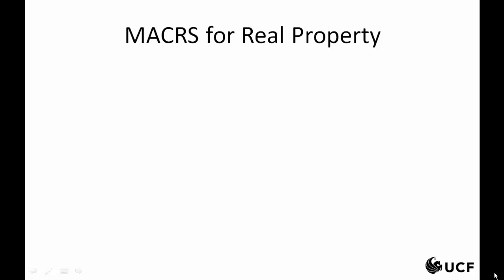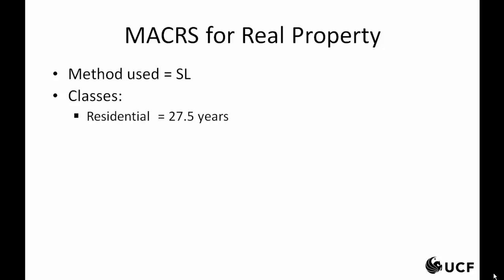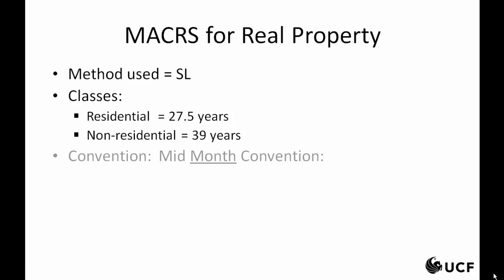So how do we actually calculate MACRS for real property? The method that it uses is straight line. The classes that we have to choose from are either residential, which is going to be depreciated over 27.5 years, or non-residential, which is going to be depreciated over 39 years. The convention that we're going to use is what we call the mid-month convention.